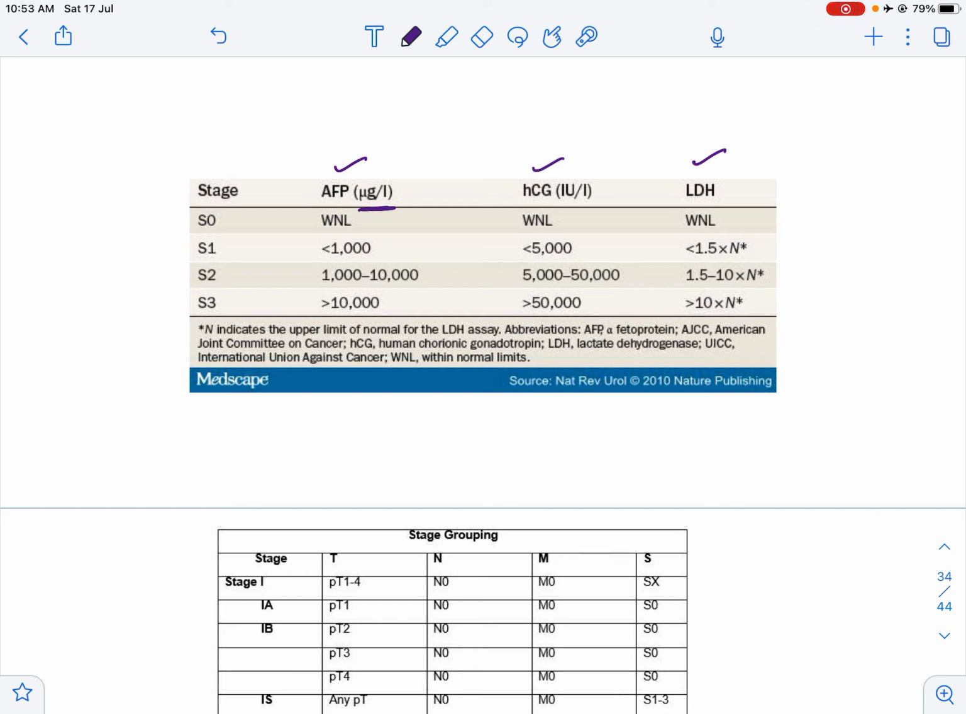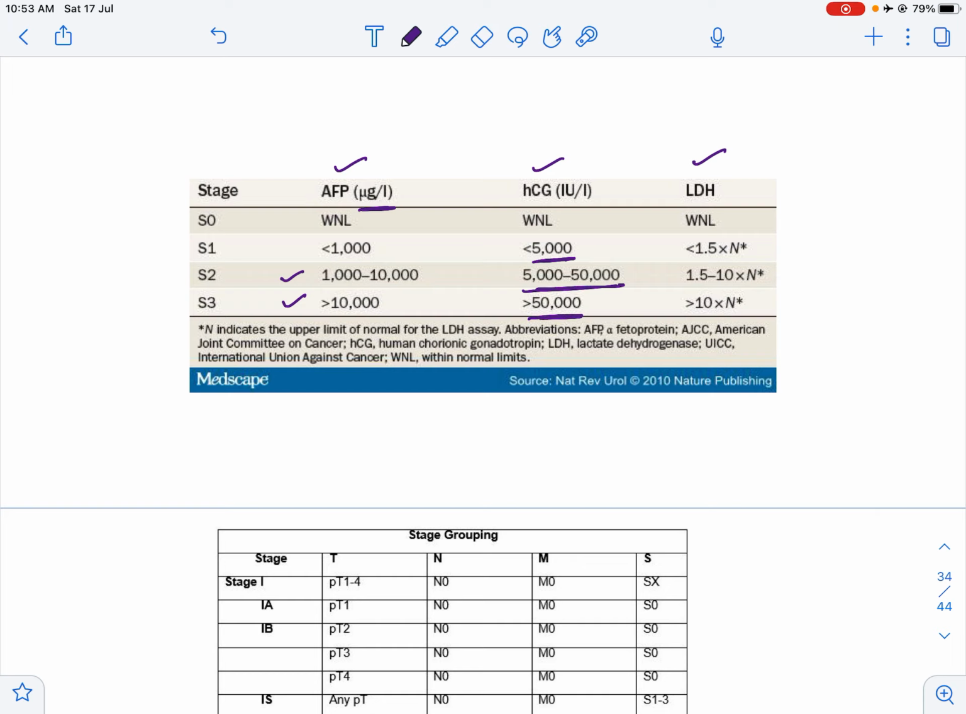Alpha fetoprotein is in micrograms per liter, where S0 is within normal limits, S1 means less than 1000, S2 means 1000 to 10,000, and S3 means more than 10,000. HCG, the unit is international units per liter, where S0 is within normal limits, S1 is less than 5,000, S2 is 5,000 to 50,000, and S3 is more than 50,000.